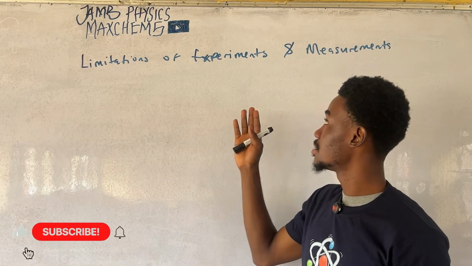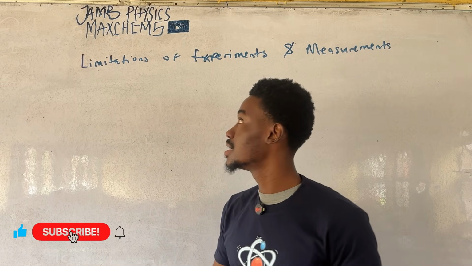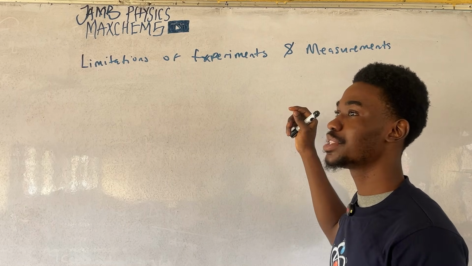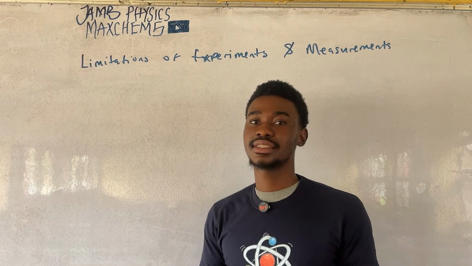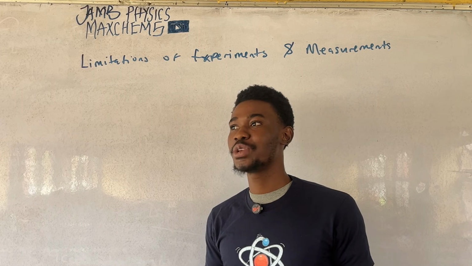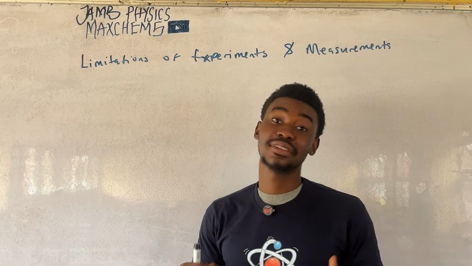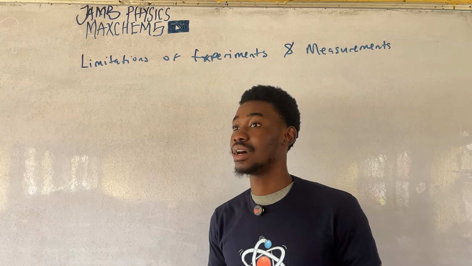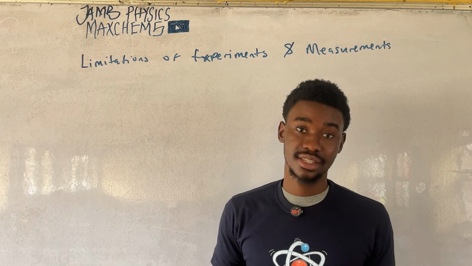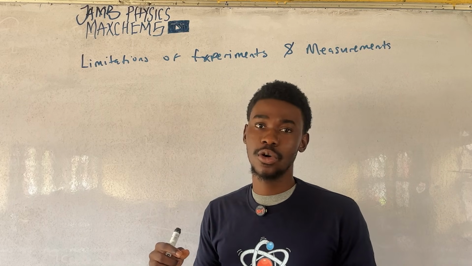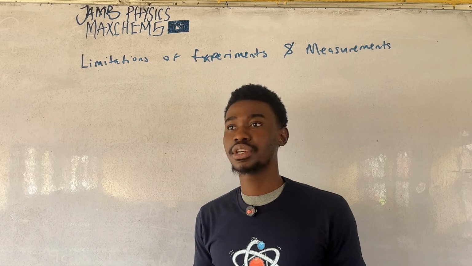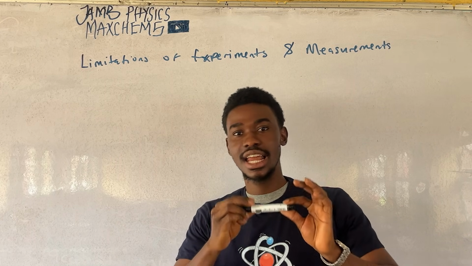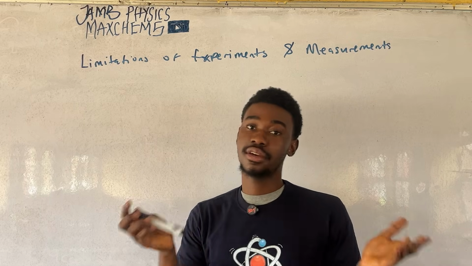So our next area of concentration would be limitations of experiments and measurements. Now, when we try to measure certain physical quantities, we have a certain type of limitation imposed on us. Oftentimes, it's not because of our own shortcomings. It's due to the inaccuracies of our measuring instruments. Because when you try to measure something, for instance, let's say you are measuring the length of a chair.